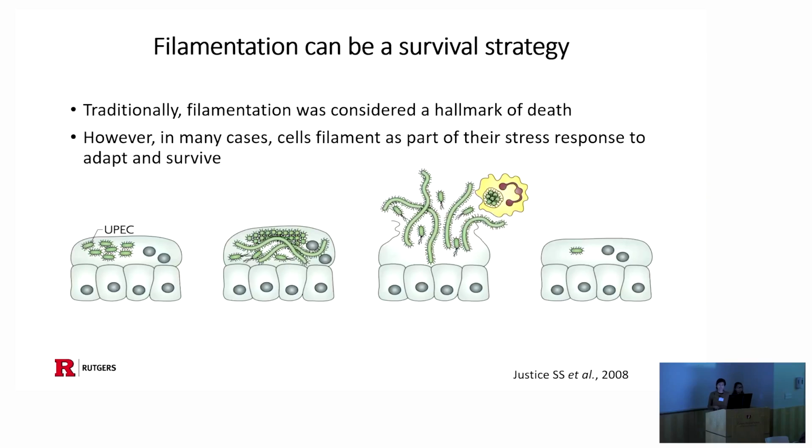Bacterial filamentation is now also associated with stress adaptation, as opposed to the traditional notion that considered it a hallmark of cell death. One example is uropathogenic E. coli, which causes urinary tract infection. Filamentation helps UPEC colonization, as filamentous cells evade phagocytosis by immune cells better compared to the shorter cells.